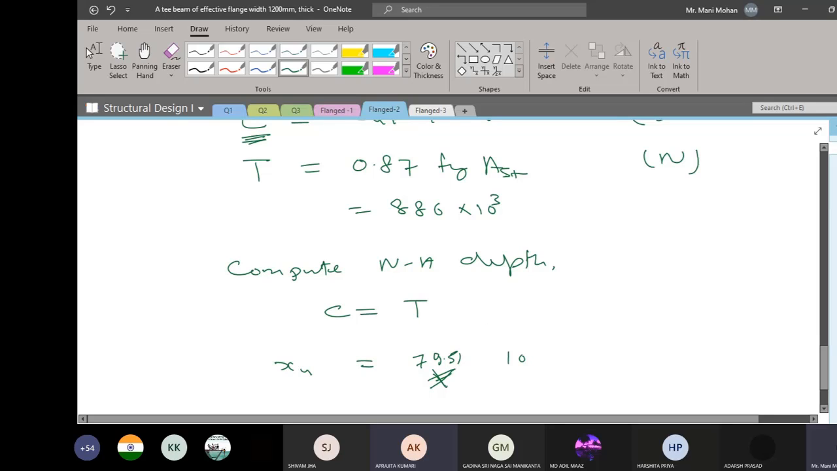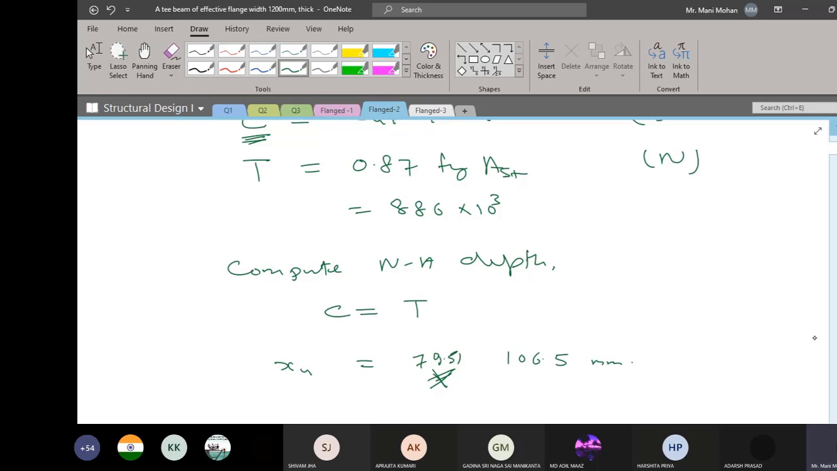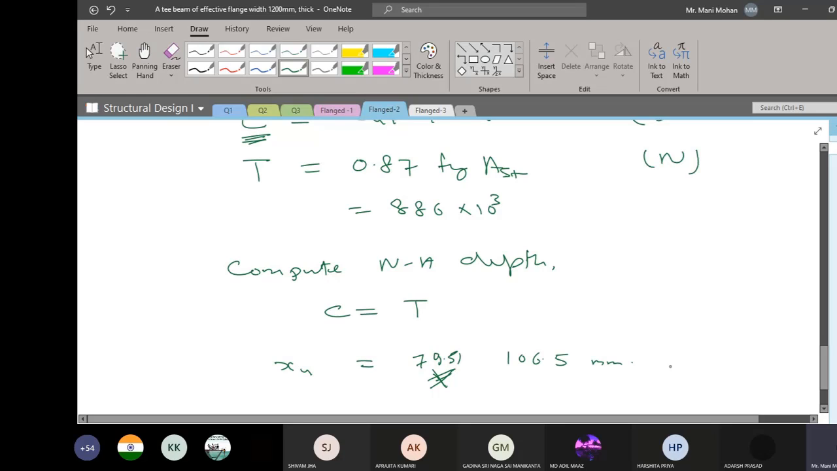106.51. 106.5. Let me write down 106.5 mm. Please confirm, any other students, please confirm this. 106.5 mm, which is more than 100, and which I think may be correct, but others also have to confirm whether this is true or not. Otherwise, I'll take 106.5. So okay, you have XU as 106.5.